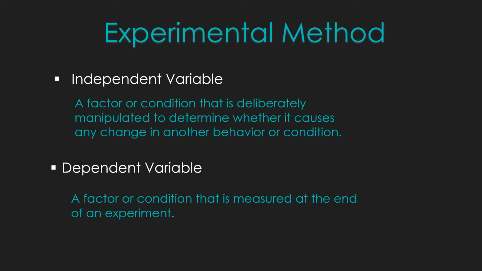In our experimental method, we have two different types of variables. The first one is the independent variable, a factor or condition that is deliberately manipulated to determine whether it causes any change in another behavior or condition. Our dependent variable is a factor or condition that we are going to measure at the end of our experiment. So we will purposely do something to our independent variable to see what effect it will have on our dependent variable.